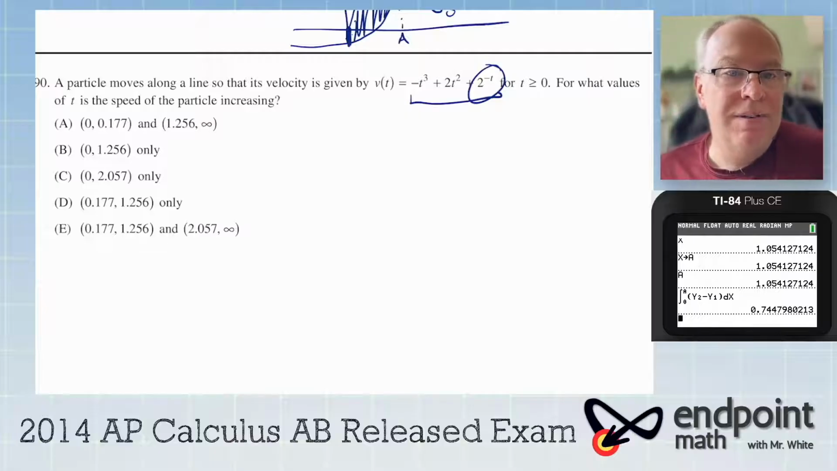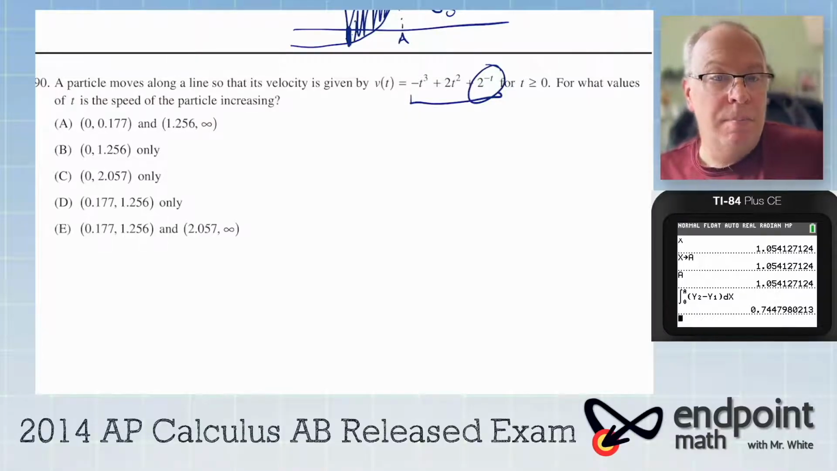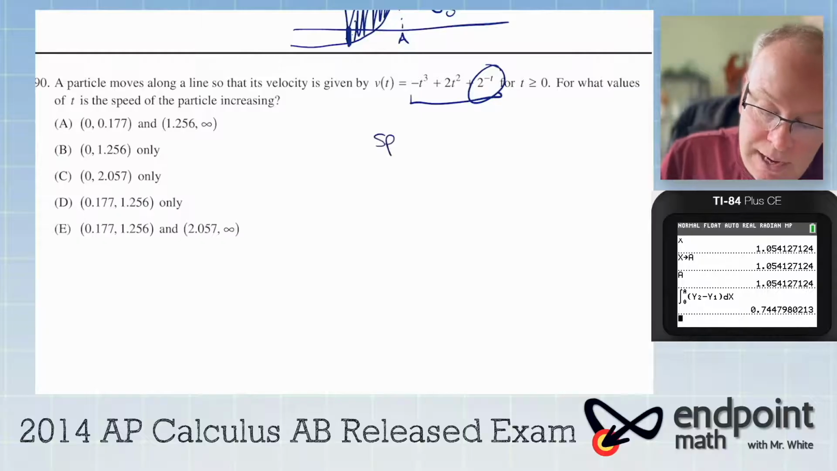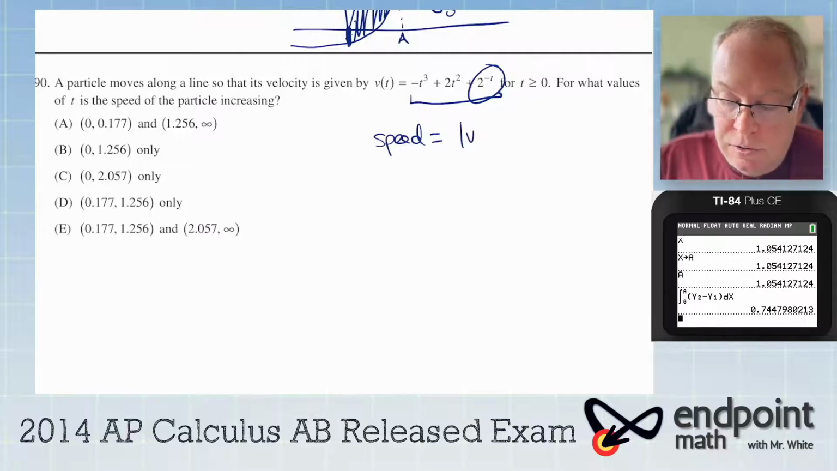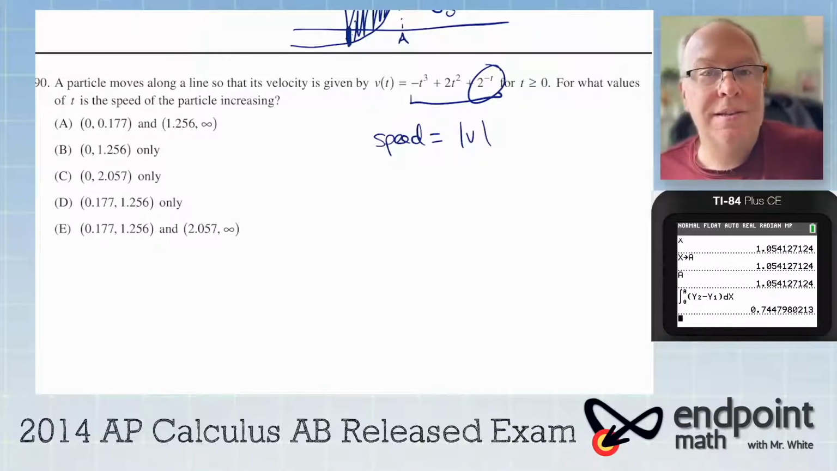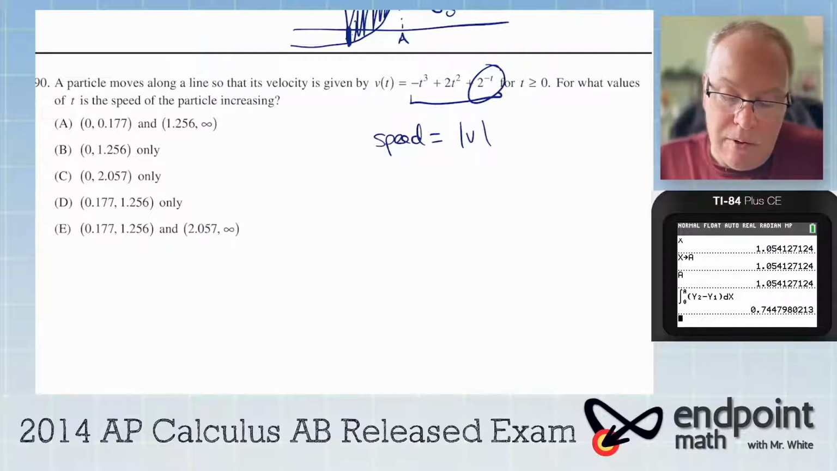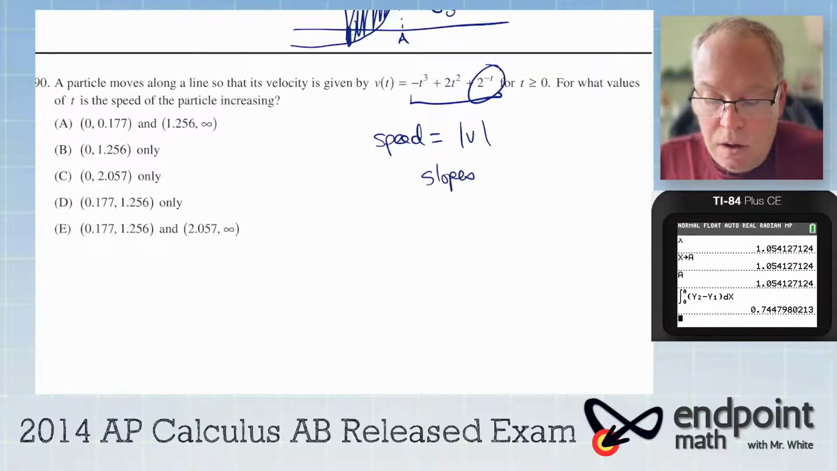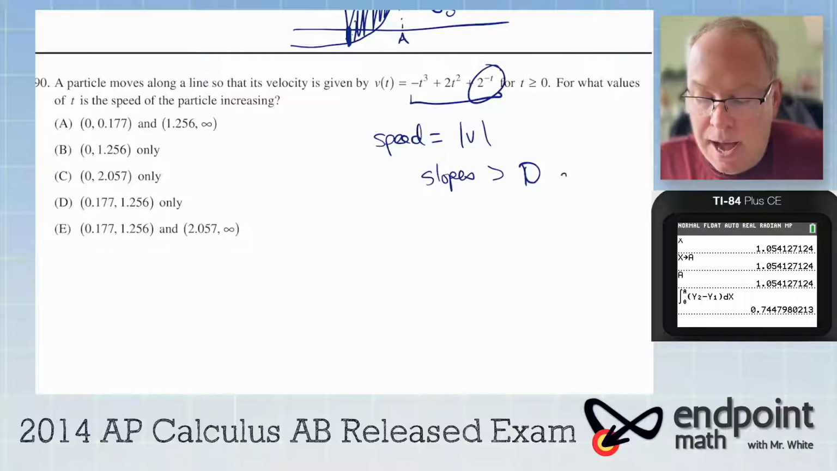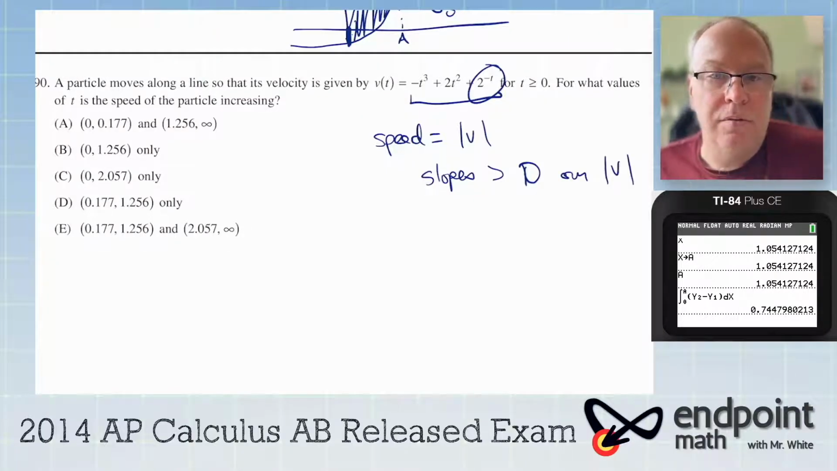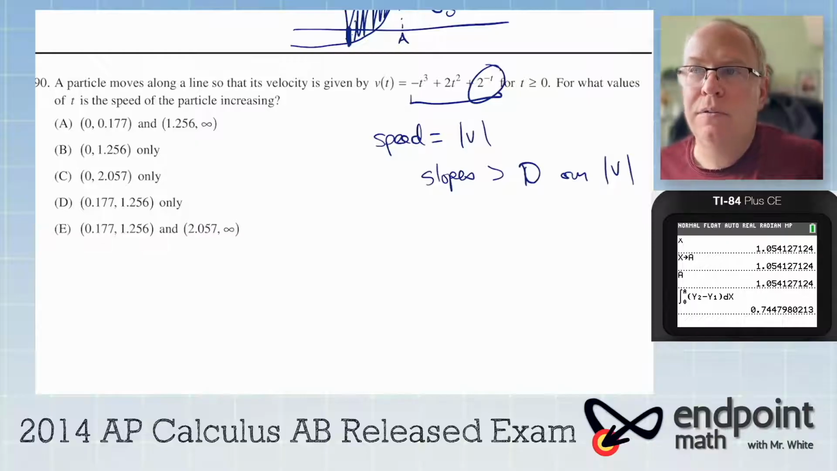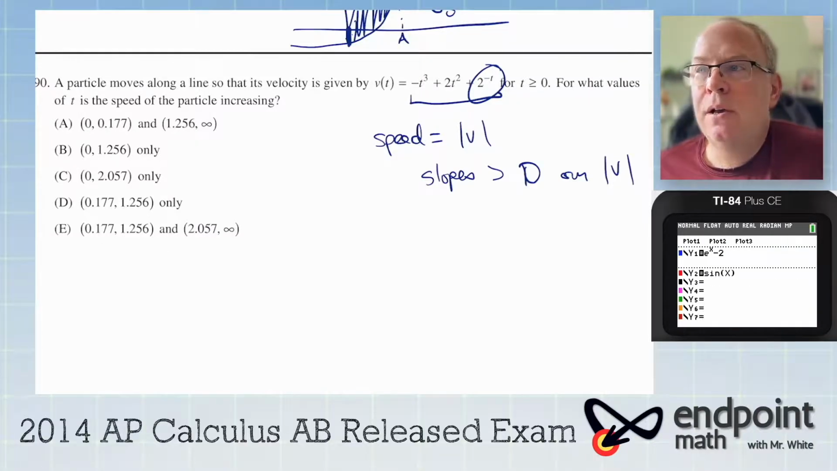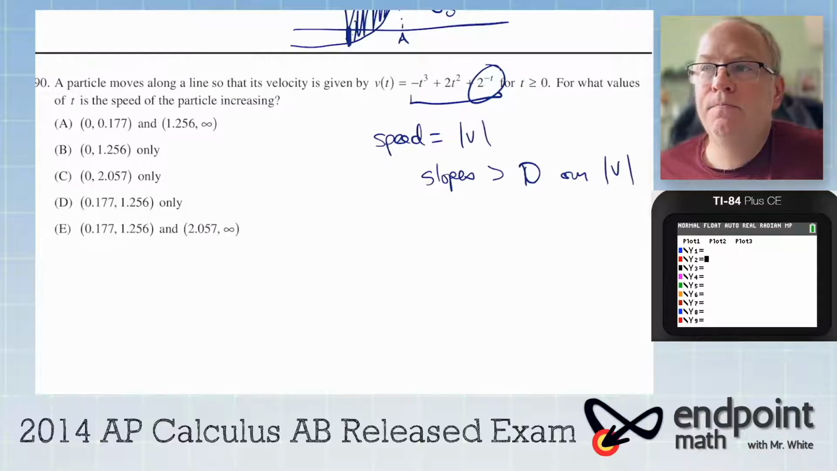For what values of t is the speed of the particle increasing? Okay, so speed is the absolute value of this function right here. So when is it increasing? So that would be slopes are positive on the absolute value when we're moving away from the x-axis on the absolute value function. So I think I do actually want to graph this. So let's go back to y equals. I'm going to clear out these two.